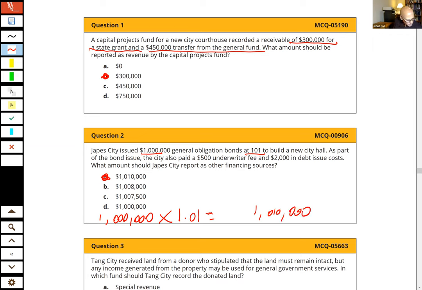Am I doing my math right? Okay. Now, if that's 1,010,000, then what they're going to do is credit other financing sources, bond proceeds, for $1,010,000, right? That's a credit, okay? Which is the answer to this question. What is the amount of the other financing sources?